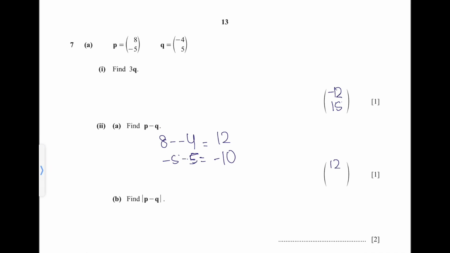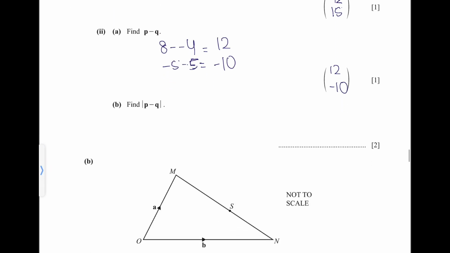So 12, negative 10. It says find the absolute value, so it will be the square root of 12 squared plus negative 10 squared. Put this in a calculator. 12 squared plus negative 10 squared. That would give us 15.6.